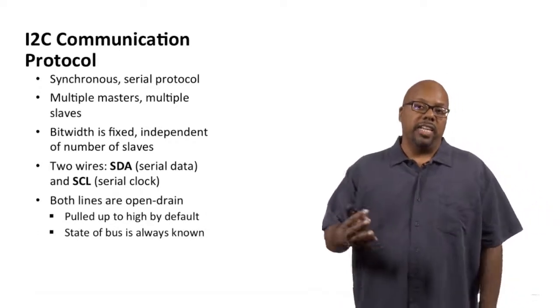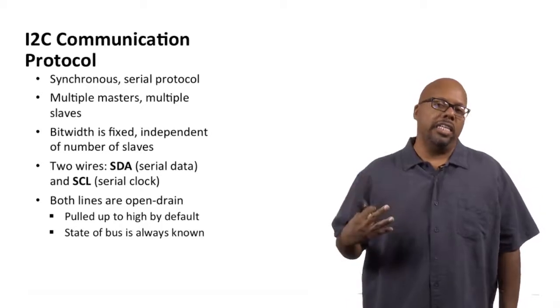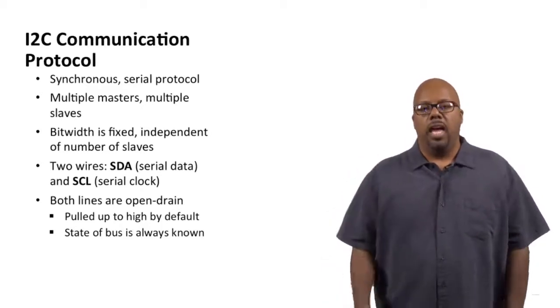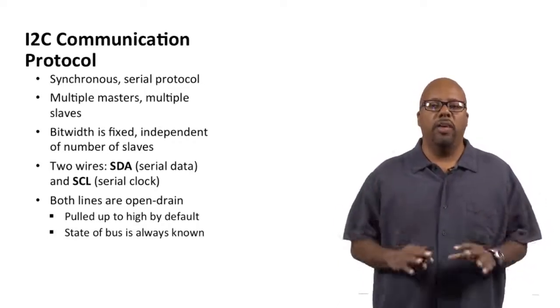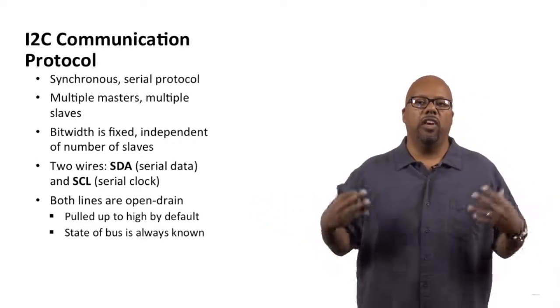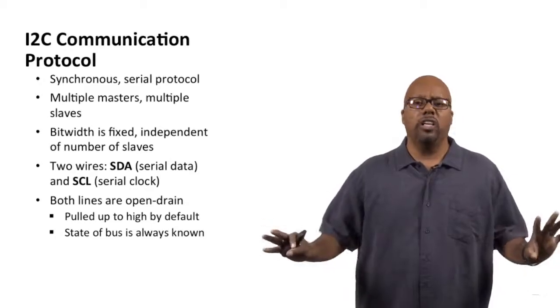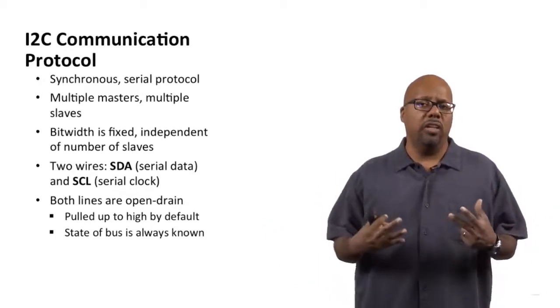Both lines, SDA and SCL, are open drain. What that means is that they are connected to power through a big resistor. And so what happens is they're pulled up high by default. That means if, let's say, there are lots of different I2C communicating entities on this bus, wired to the SDA and SCL lines, but nobody is talking on the bus, none of these components are driving those 2 wires high or low.